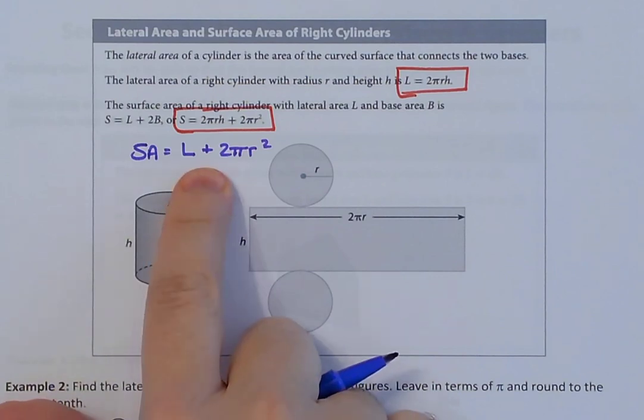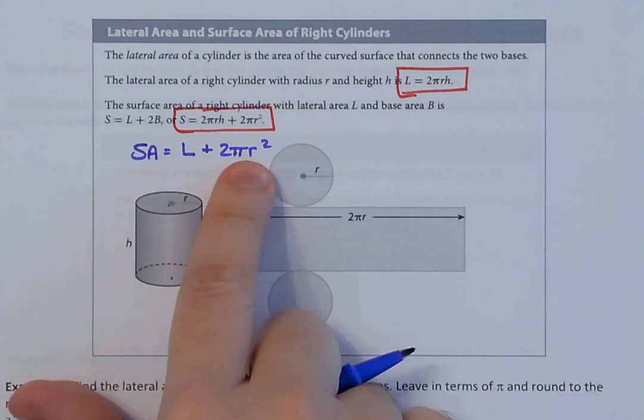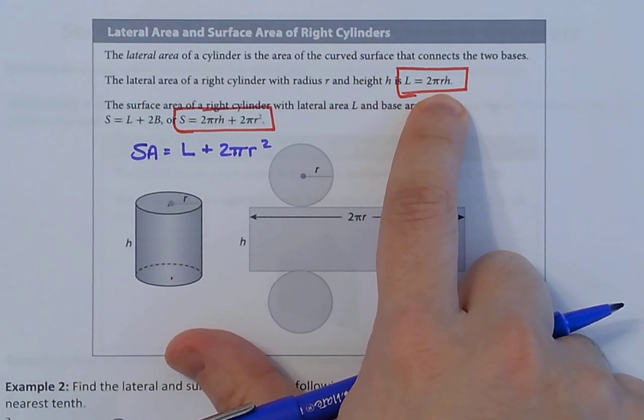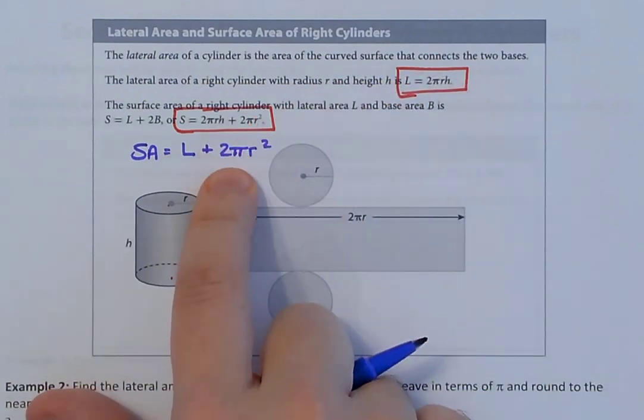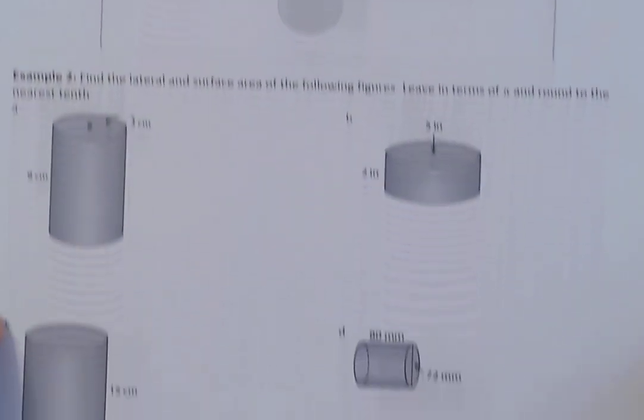So I'm going to use this purple, the SA equals L plus 2 pi r squared, when we go through and find surface area, and I'm going to use this for lateral. Instead of rewriting and replugging everything back in after we find lateral area, we might as well just use that number already. So with that said, let's go through and practice in example 2, finding the lateral and surface area of cylinders.